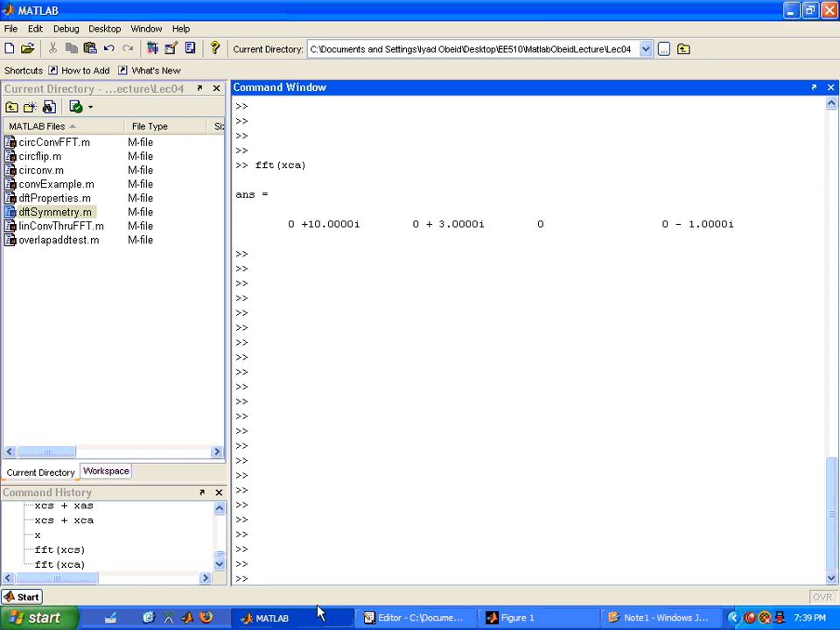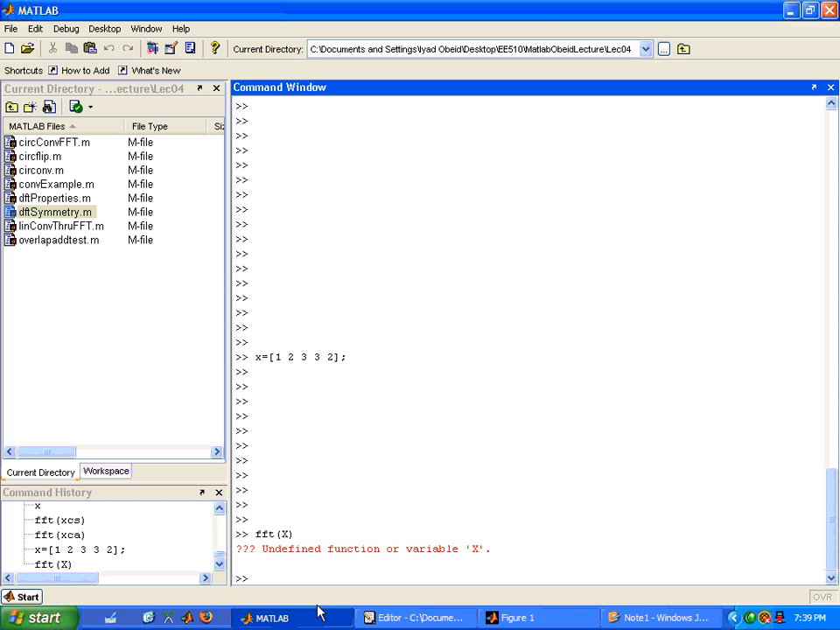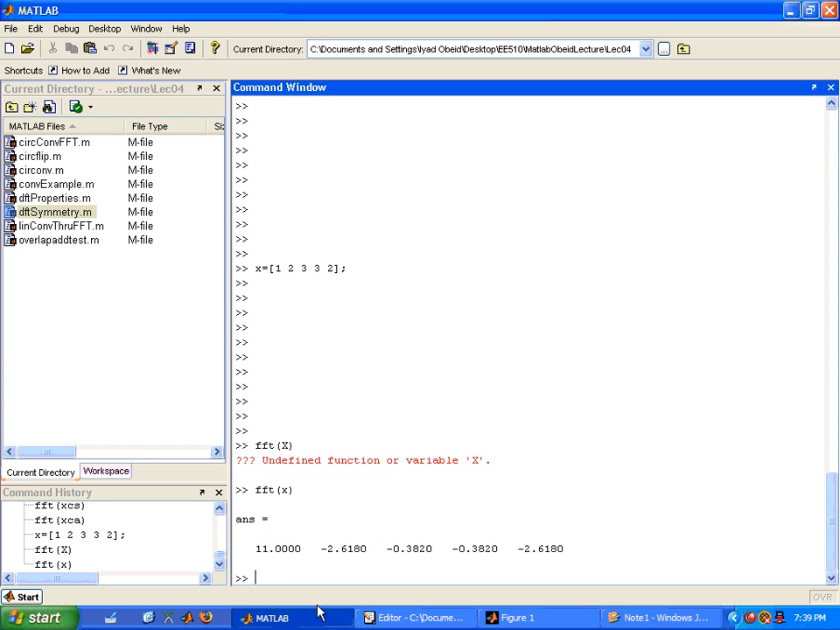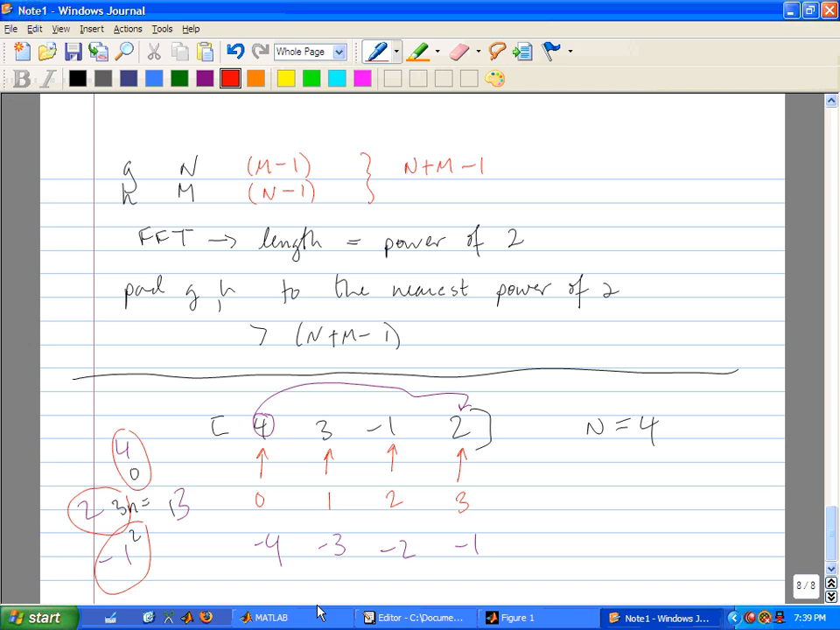If it was real, that would be not only conjugate symmetric but also real. A real conjugate symmetric signal is even. So let's make up an arbitrary even signal: 1, 2, 3, 3, 2. That's even, right? Okay, so now if I take the FFT of x, it's real. Let's add that to our list of interesting things to remember.